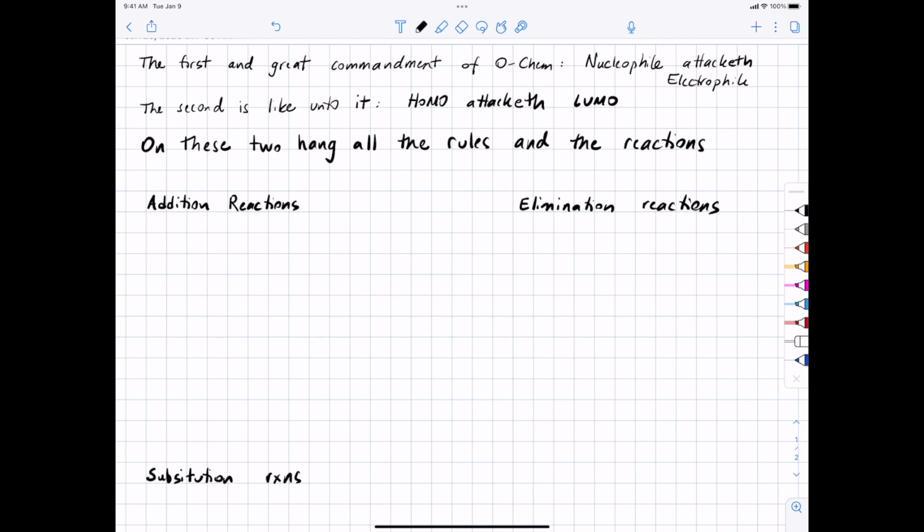from a nucleophile. So the reason we've been spending so much time on HOMO and LUMO is that, as shown here, the first and great commandment of OCHEM, if you want to summarize OCHEM while standing on one foot, is nucleophile attacketh electrophile, and the second is like unto it, HOMO attacketh LUMO. On these two hang all the rules and the reactions.